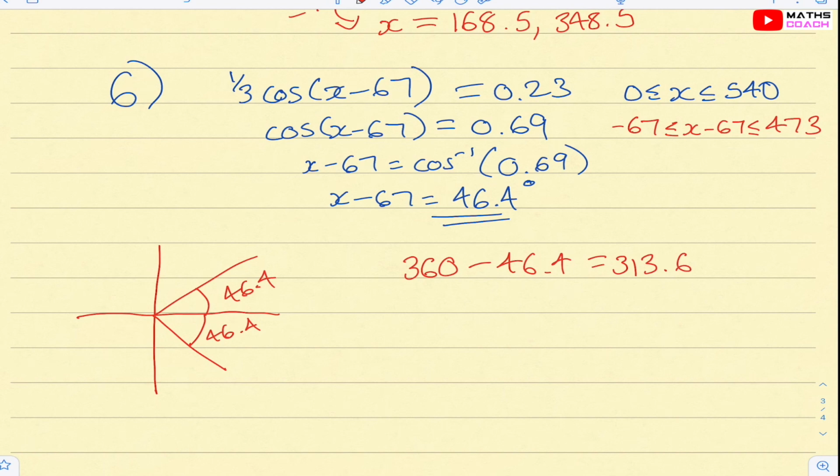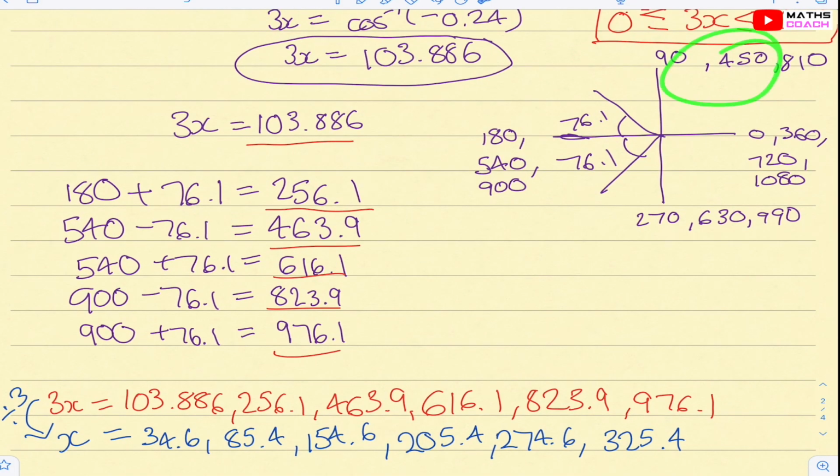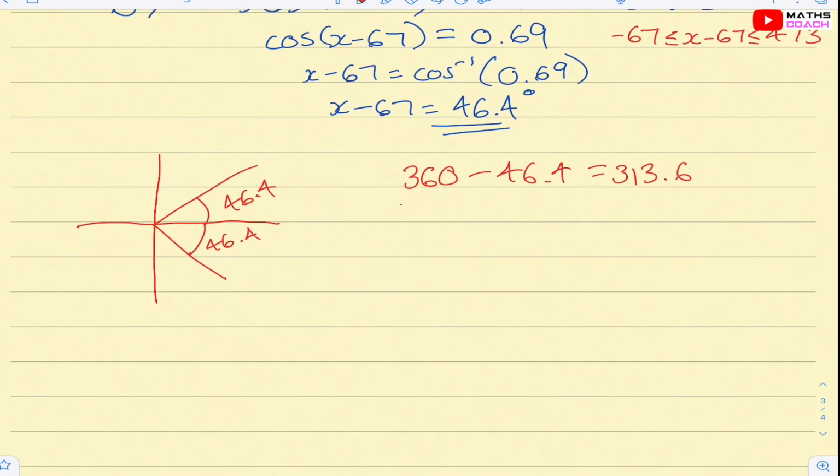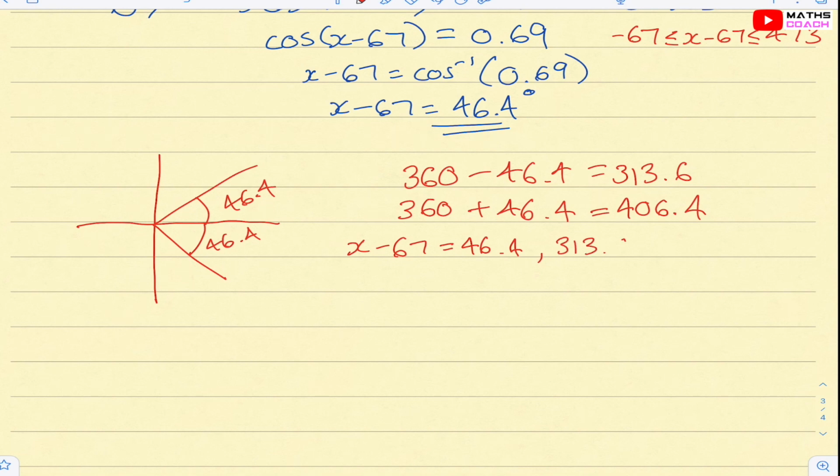which is 313.6. And then because our interval goes up to 473, we need to go around one more time, because if we recall from earlier, we go up to 450. So that is within the interval. So it's going to be 360 plus 46.4, which is 406.4. So our solutions for x minus 67 are 46.4, 313.6, and 406.4. But we haven't found out what x is, so we're just going to add on the 67. So we end up with 113.4, 380.6, 473.4. And that's our answers.